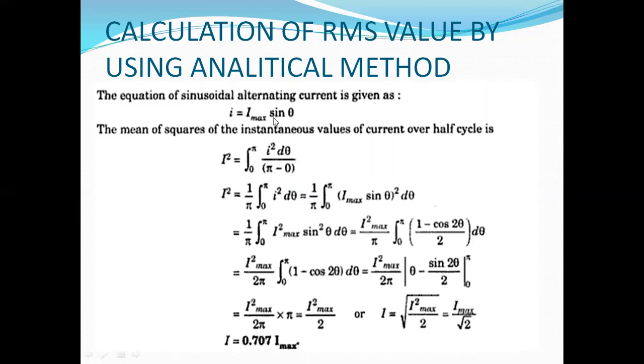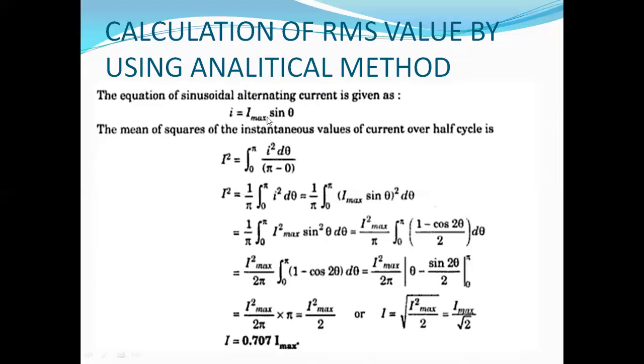Then find the average value of the square of the alternating quantity. How do we find the average value? It is the ratio of the area of the curve over one cycle of the squared waveform upon the length of the cycle. After that, find the square root of the average value, and that square root itself will give you the RMS value.